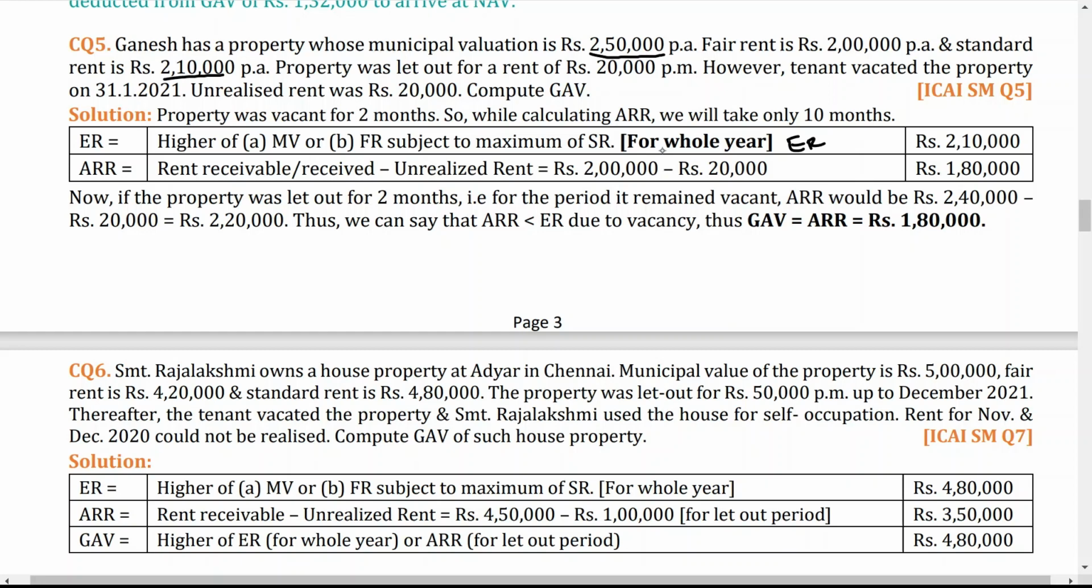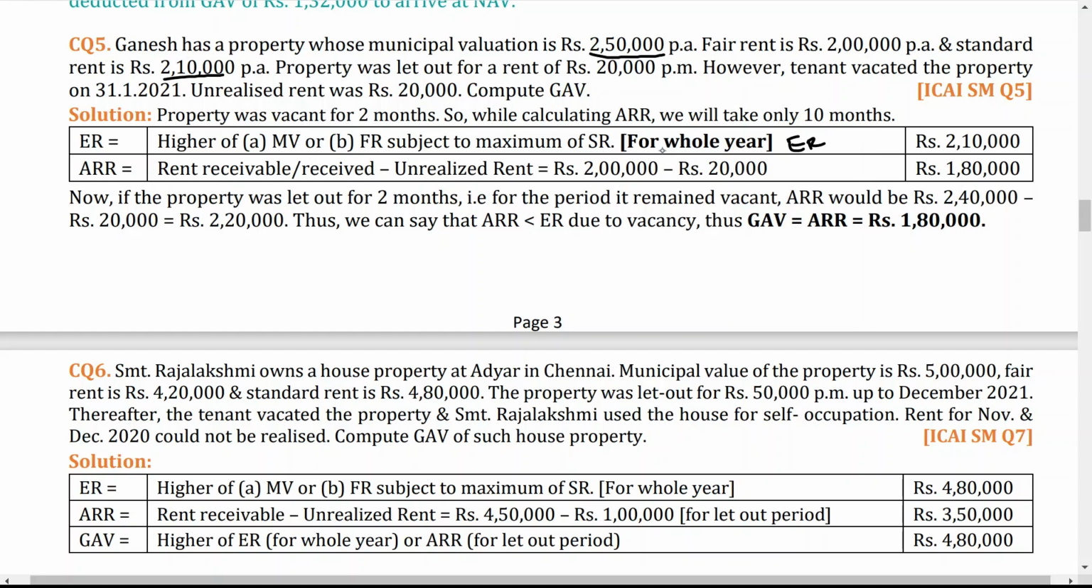Property was let out for a rent of rupees 20,000 per month. However, the tenant vacated the property on 31st January 2021 and unrealized rent was 20,000. Compute GAV. So this is a little bit difficult because here loss due to vacancy is also there and unrealized rent is also there. So first of all, find out ER. Here we have already found it. Higher of MV or FR, whichever is higher but subject to SR. ARR is rent received or receivable minus unrealized rent.